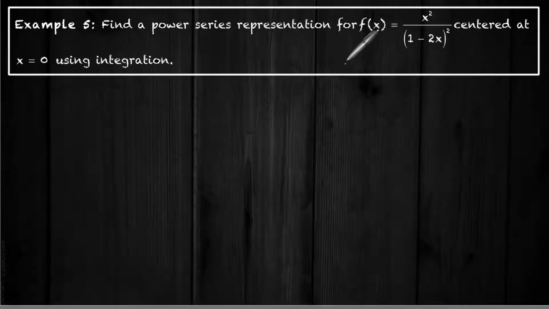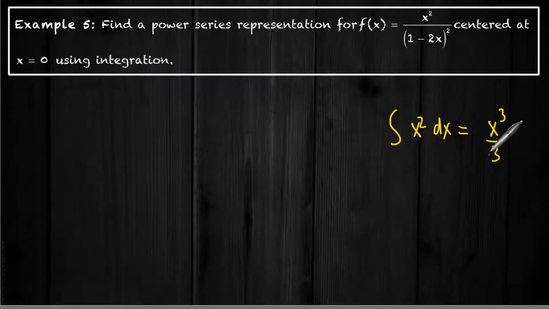Okay, it says find a power series representation for f of x equals x squared over 1 minus 2x squared centered at x equals 0 using integration. What in the world are they asking us to do here? Well, before we even go into this problem, let's start with a simple observation. If we have a function x squared dx, and we integrate that, I think we all know that's going to give us x cubed over 3.